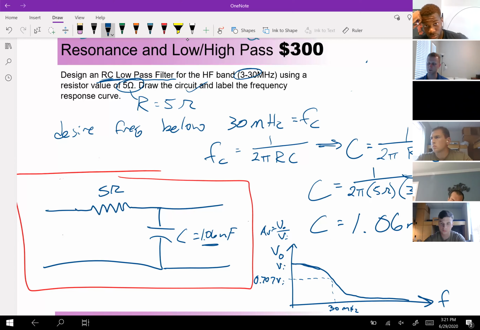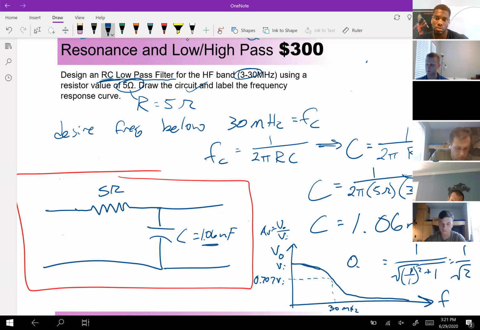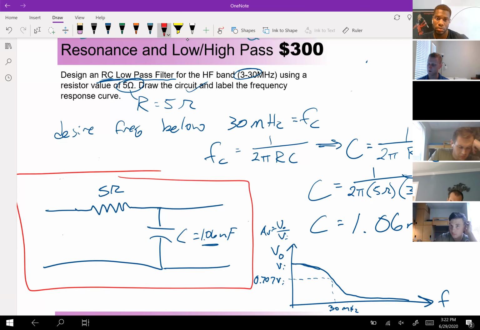And that 0.707 generates from that AV equation, and that R and C aren't equal, but R and XC are equal. So what we're left with is 1 over the square root of 1 squared plus 1, which is 1 over the square root of 2, which is 0.707. That's just the extra explanation for where the cutoff frequency is coming from. It's when the reactance of that capacitor equals the resistance. But in this case, right here is all I would need if I was asked to draw that response curve like that.